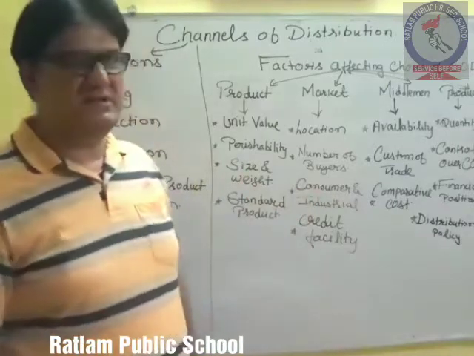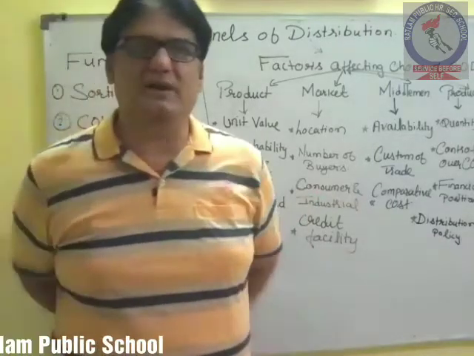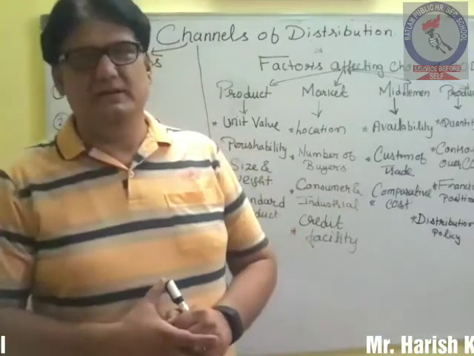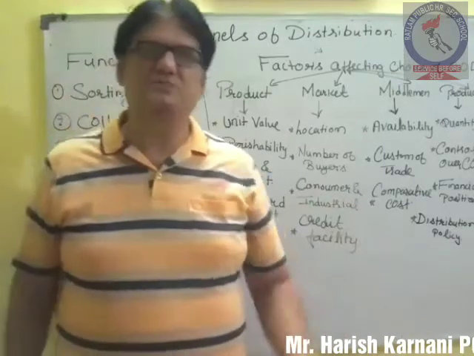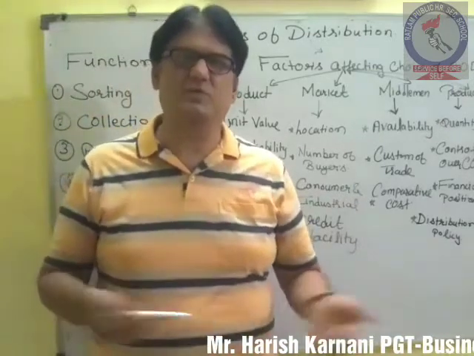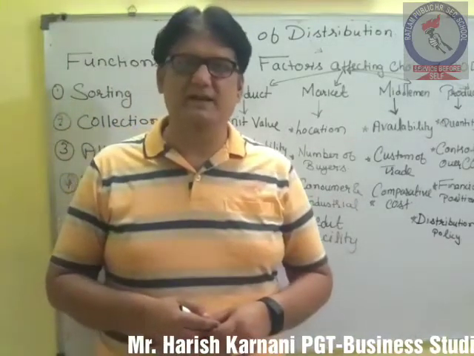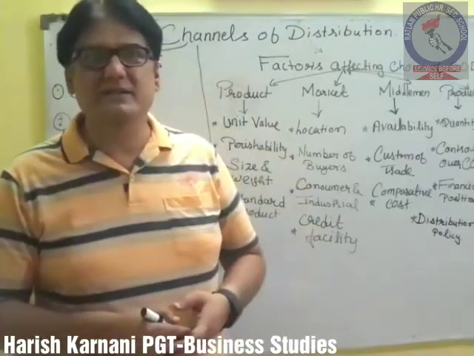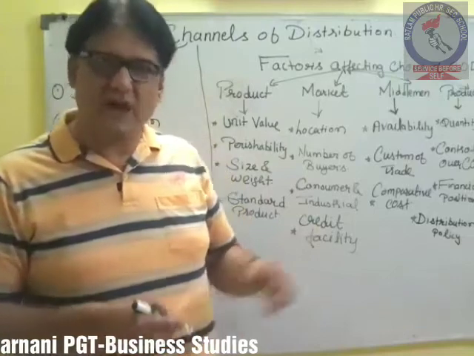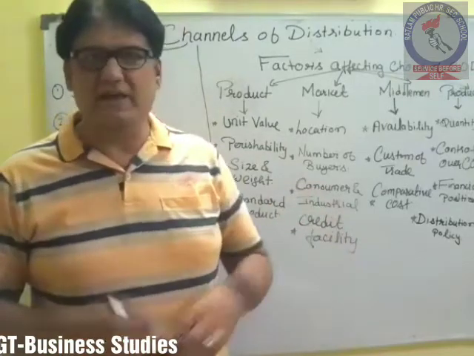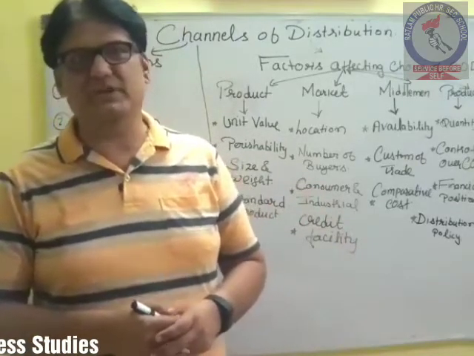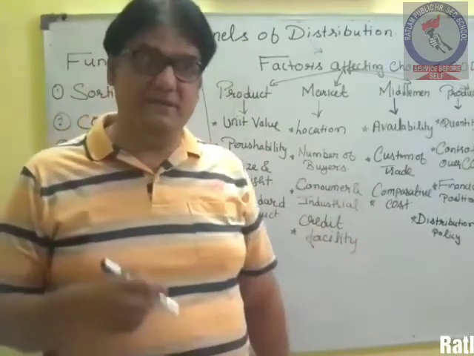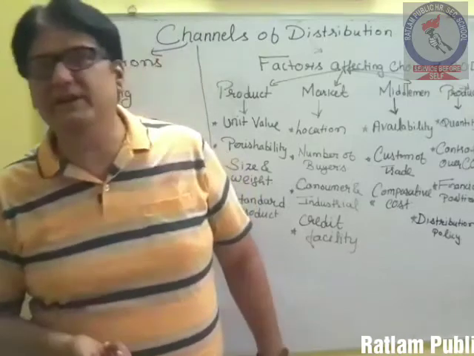Consumer and industrial goods. If the goods are used by the consumer, consumers are scattered at every place. Let's say we are talking about fast moving consumer goods, like the goods of basic necessity: soap, cosmetics, stationery articles. This type of goods is known as consumer goods. When we are talking about consumer goods, there are a number of buyers, and if the buyers are scattered, then we have to sell the goods with the help of the mediator.